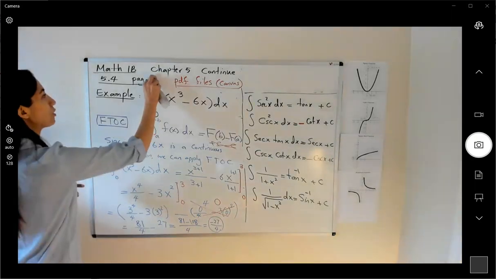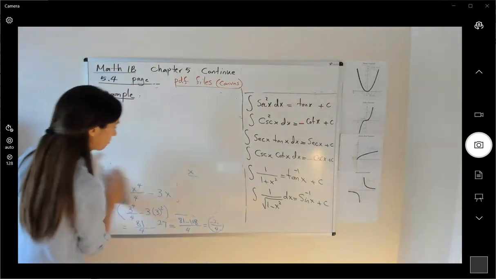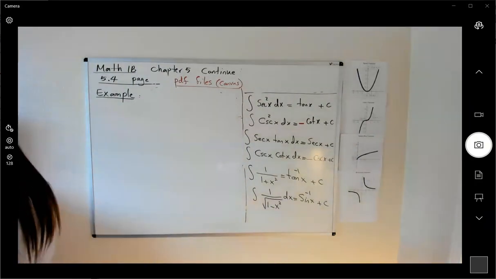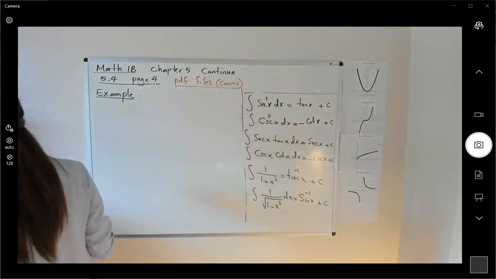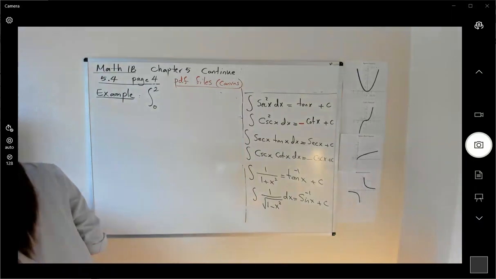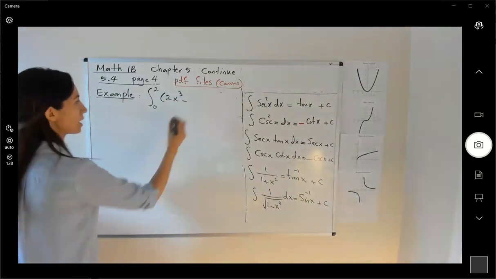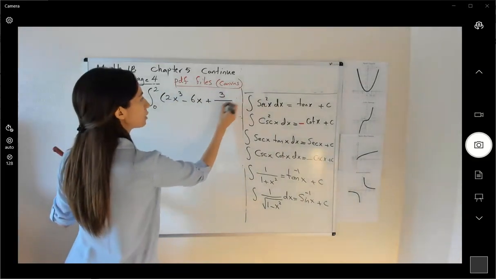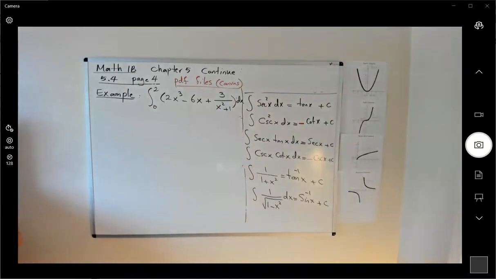So we are on page 4 of the note. More examples. Page 4. So this example says here you have the definite integral from 0 to 2 of 2x cubed minus 6 times x, plus 3, divided by x squared plus 1 dx. Okay, perfect.